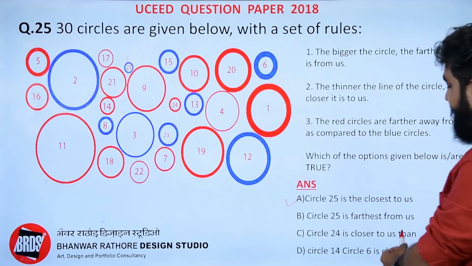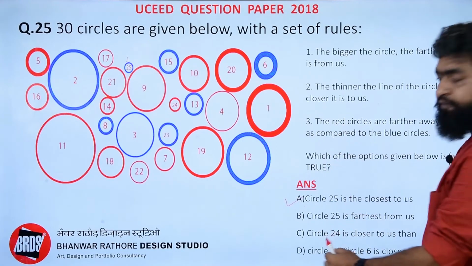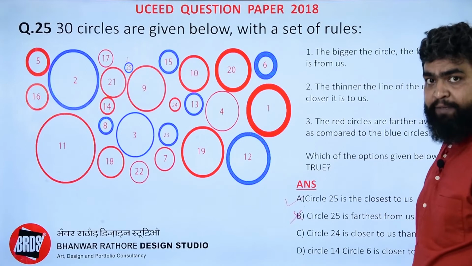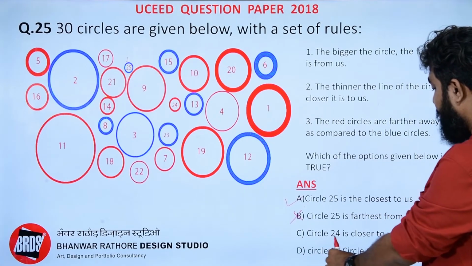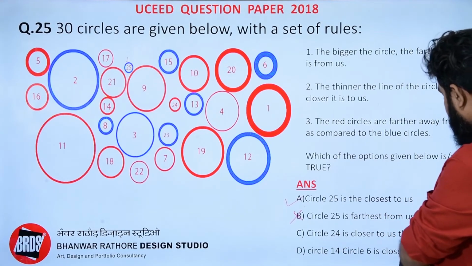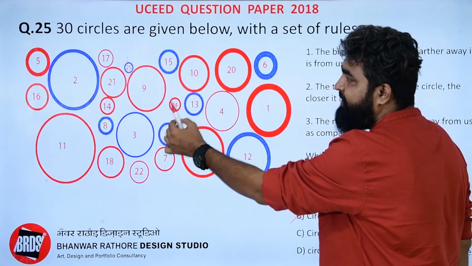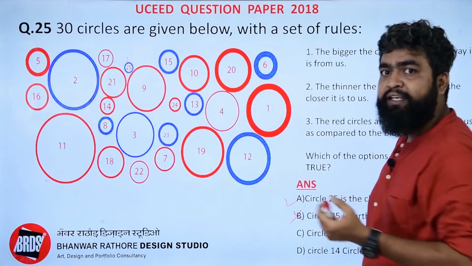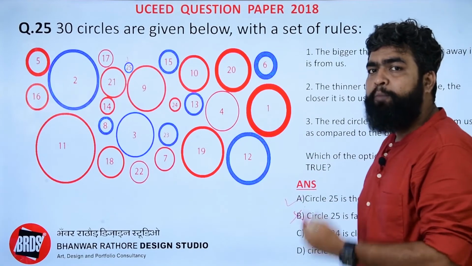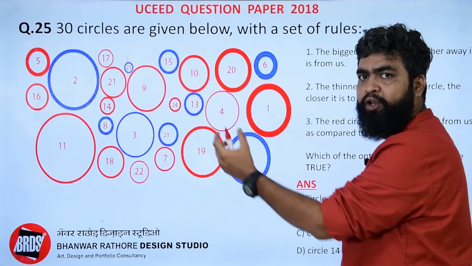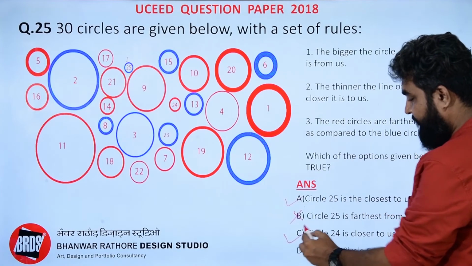Circle 25 is furthest from us, which is exactly opposite of A, which is not right. So B will be eliminated. Circle 24 is closer to us than 13. If we check, yes, because 13 is bigger and thicker as well, though it is blue, but 24 is in red and smaller. So C is also one of the right answers.